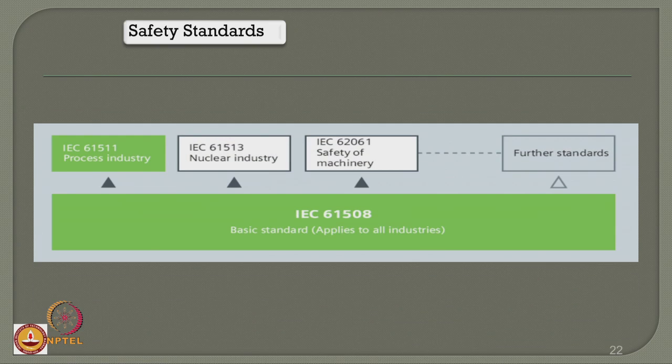What are the different safety standards practiced in different industries? IEC 61511 is the safety standard applicable to the process industry. IEC 61513 is applicable to the nuclear industry. IEC 62061 covers safety of equipment and machinery. There are many more standards available in this line. We are mostly interested in the basic standard IEC 61508, which is applicable to all industries, and IEC 61511, which is purely applicable to process industries like oil and gas production industries.